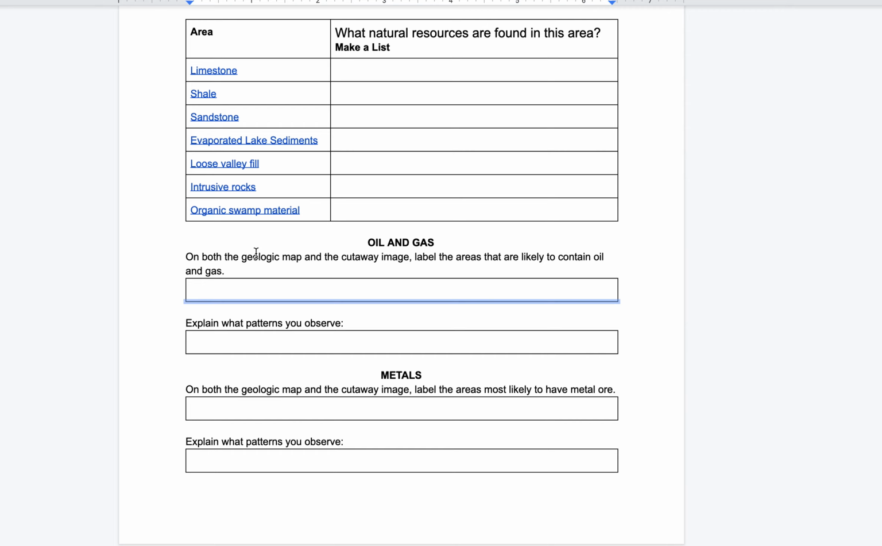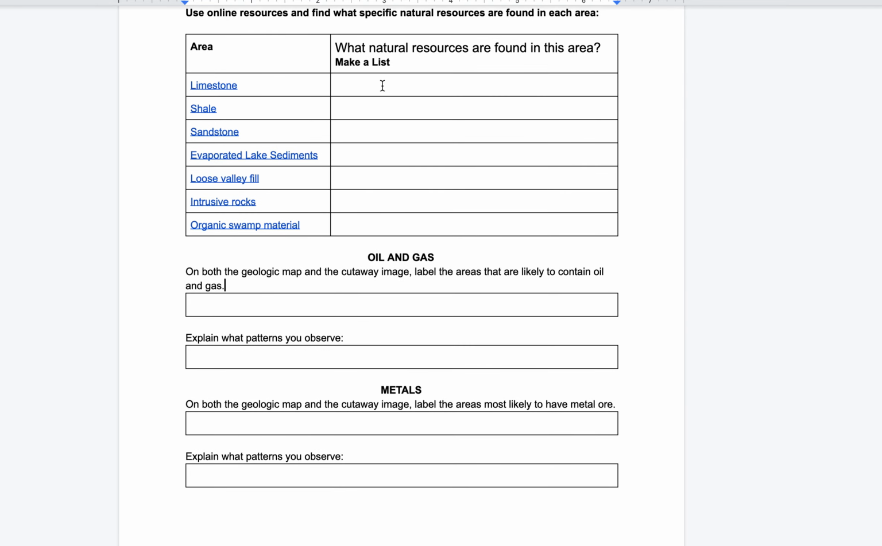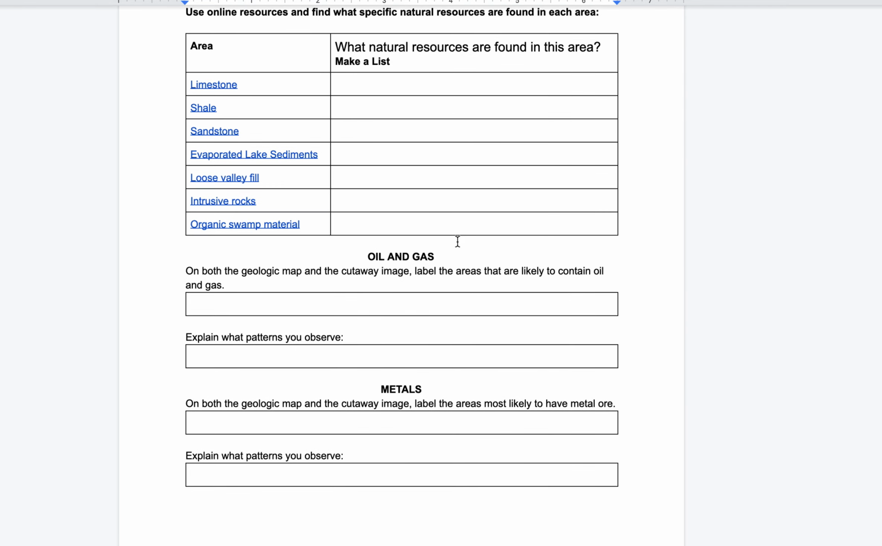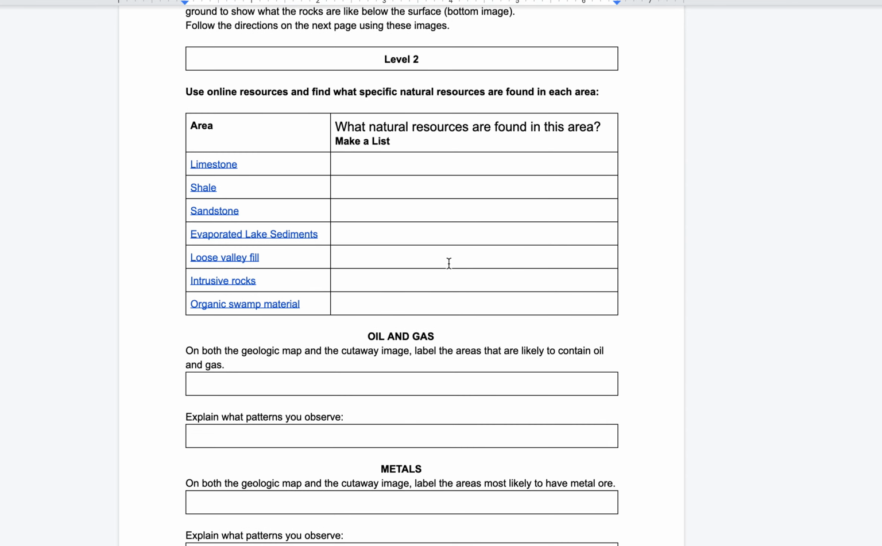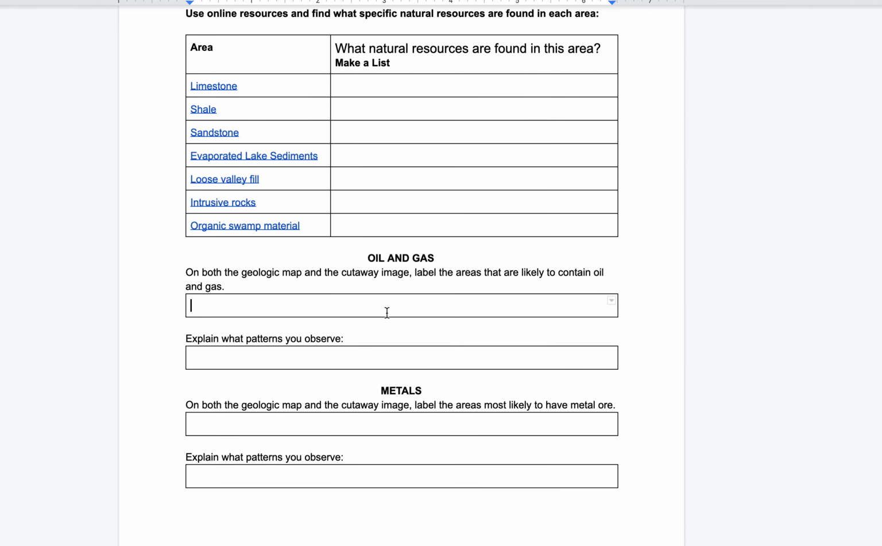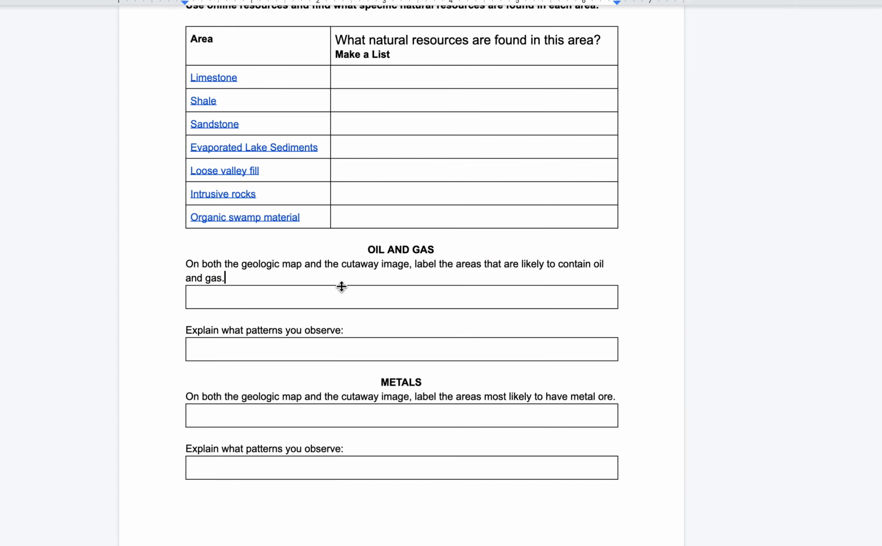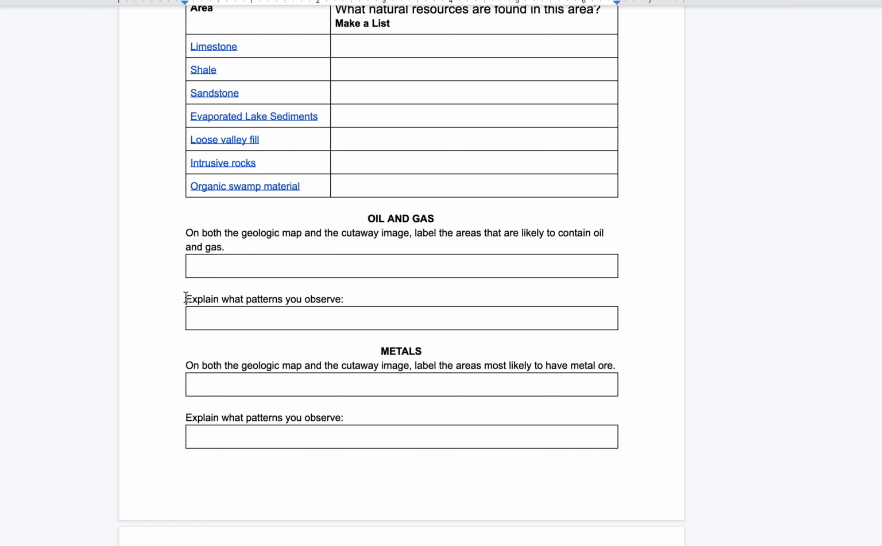All right, oil and gas. On both the geologic map and the cutaway image, label the areas that are likely to contain oil and gas. So from all these resources, now that you have a list, you're going to look. Now you have your data right here. After you're done, it's going to take you a while, about 20 to 25 minutes. And then explain what patterns you observe from this.